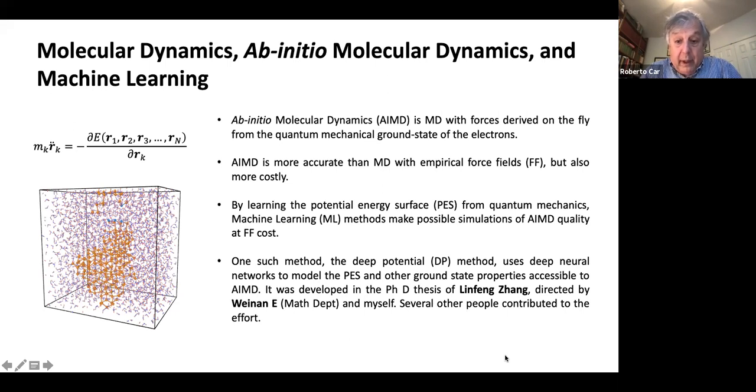Well, there are several methods to do that, and I will discuss the method that was developed in Princeton. This method is called deep potential method, and it uses deep neural network to model the potential energy surface and other ground state properties that are accessible to ab initio molecular dynamics. It has been developed in the PhD thesis of Linfeng Zhang, who is now back in China. Linfeng received a doctoral degree in May of last year, and several other people contributed to the effort. I want just to mention that besides Linfeng, Professor Wenan in the math department at Princeton and myself were the director of Linfeng thesis.